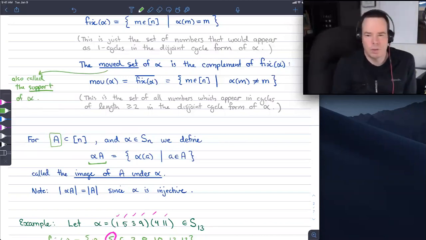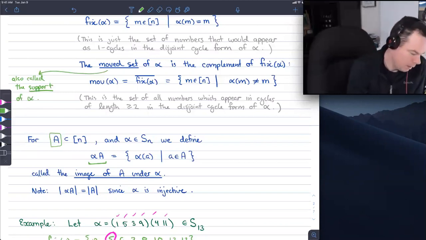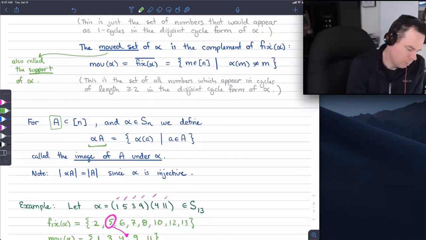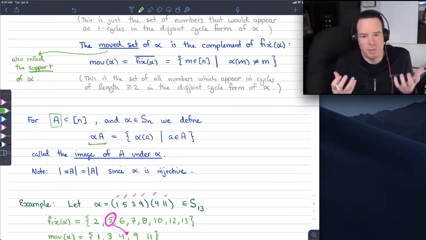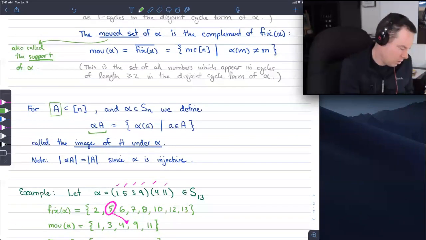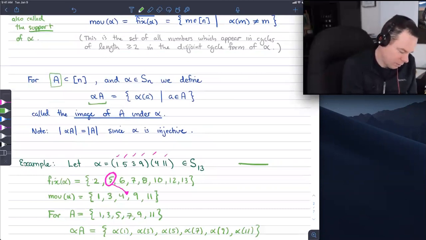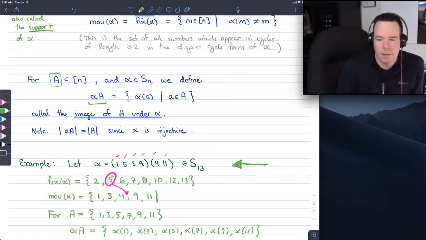And we're going to call it the move set just in contrast to the fixed set. But in other literature, if you do look up permutations and you're reading about them, then you might see that they call this thing the support. And it's really, that sort of conjures up the idea that this is a permutation. So let's scroll down to our example down here. This permutation alpha, the support is just all the numbers that make it up: 1, 5, 3, 9, 4, 11. In other words, those are just what we call the move set.